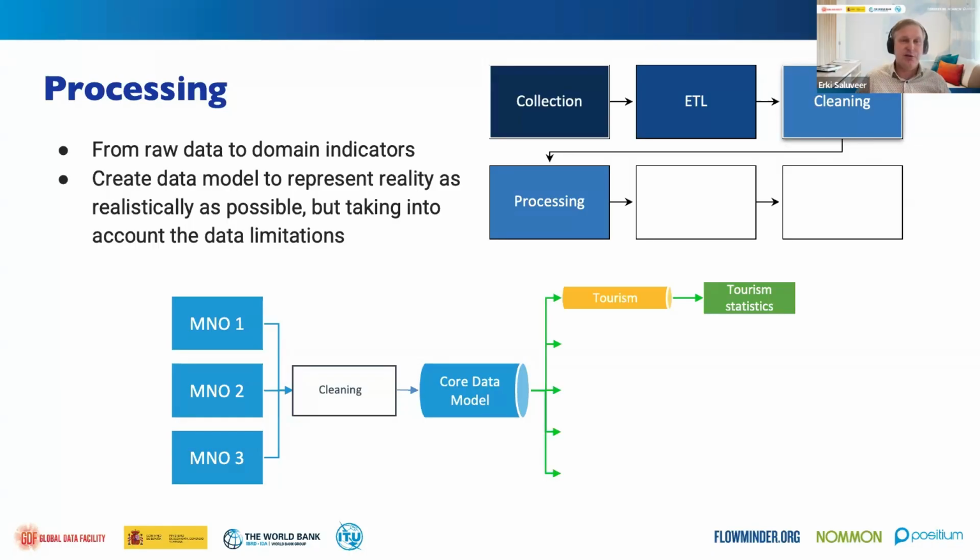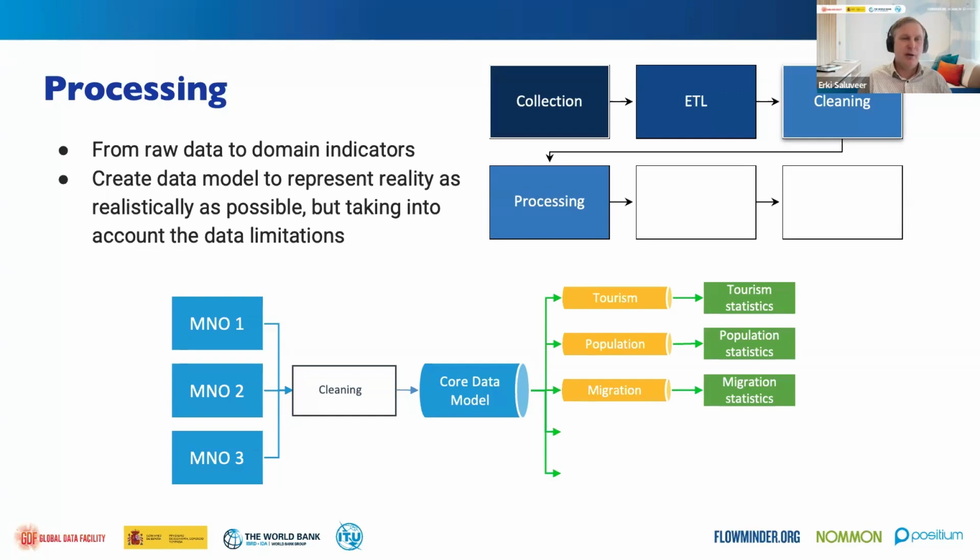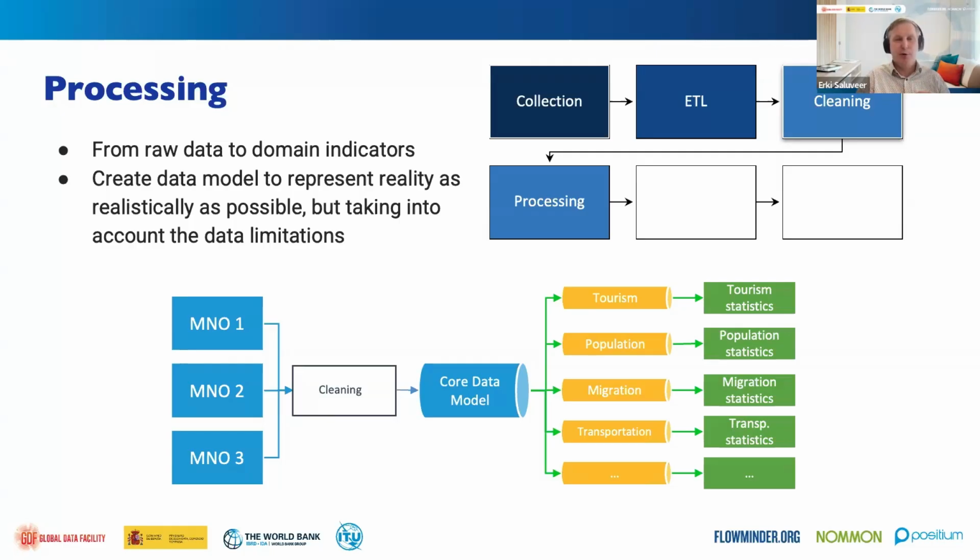So we could see that from the core data model, you might want to get tourist statistics. For that, you apply tourism algorithms. The same goes for population statistics through a population algorithm, and for migration, transportation, or any other domain you deal with, you have to develop these things. But first comes the core data model that applies to all of them, and then you end up with different statistics.